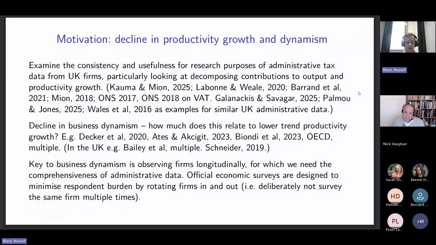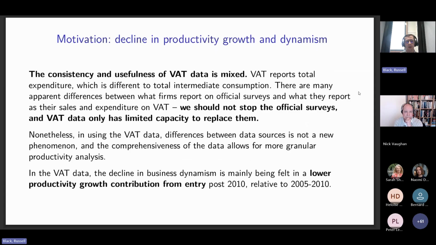Thus, we look to see how we can use other data sets that do in fact track businesses over time. And today it's VAT. The consistency and usefulness of the VAT data for this purpose of tracking the economic output of businesses over time is mixed. And I'll show you lots of charts and tables in more detail on this.